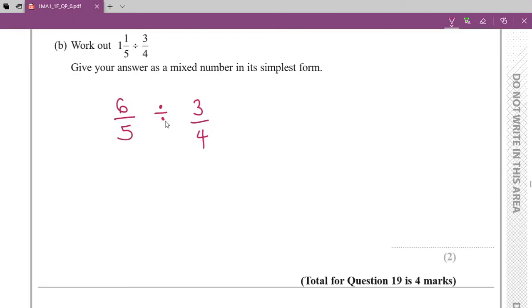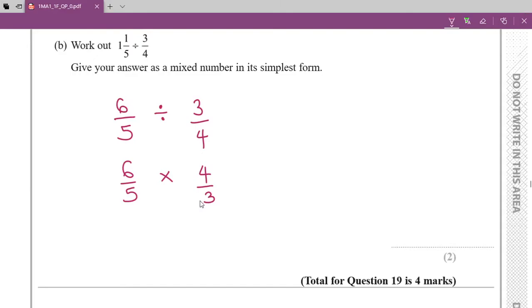Now, anytime you have fractions or numbers being divided, you have to change the divide sign to multiplication, and the number on the right is going to flip over. So it's going to look like 6 over 5. Change the divide sign to multiply. When that happens, this fraction here is going to flip over, so it's going to be 4 over 3.